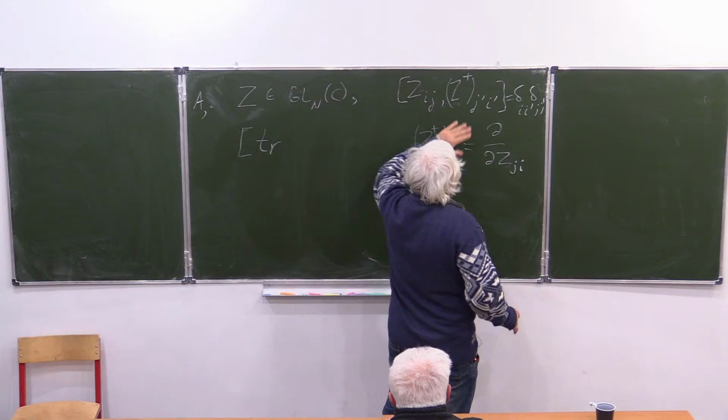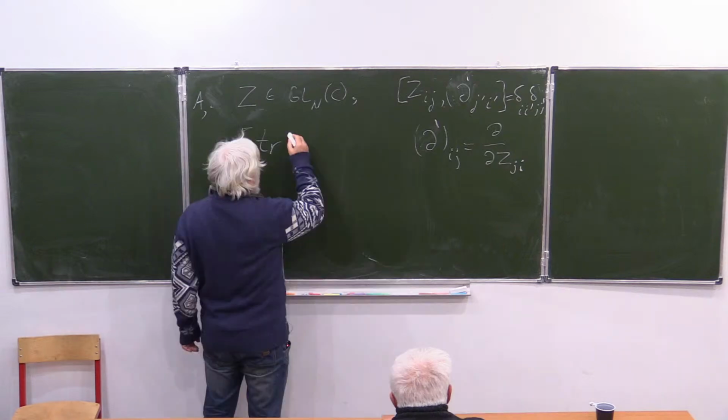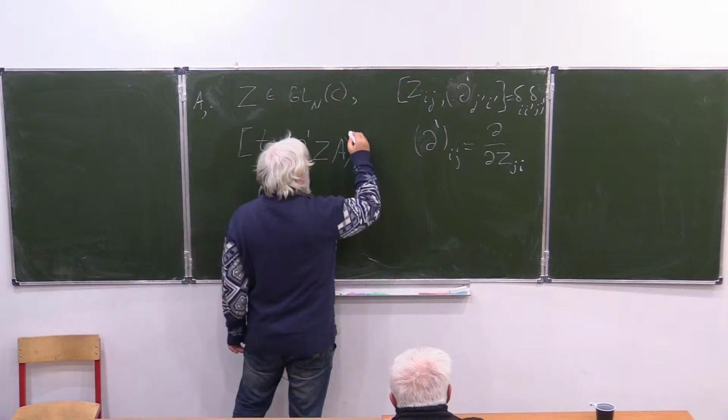And this matrix will be denoted, say, as D prime. Okay. The statement. One statement is as follows: trace of the product. This is a matrix of derivatives, and this is some constant matrix, and we take it in power n.